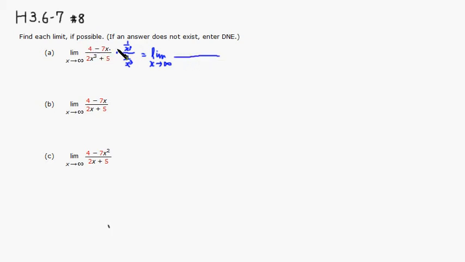You have 4 divided by x cubed, which is 4 over x cubed. Then negative 7x over x cubed, one of the x's cancels out, so it's going to be minus 7 over x squared. 2x cubed divided by x cubed is just going to be 2. And 5 divided by x cubed is 5 over x cubed. Then this is easy to evaluate.